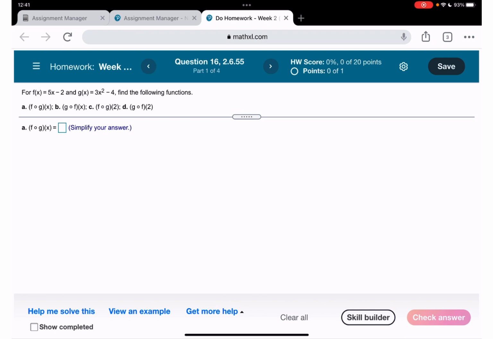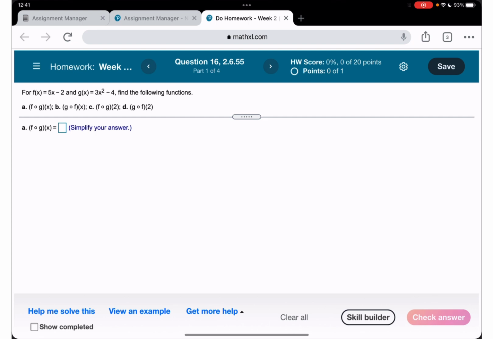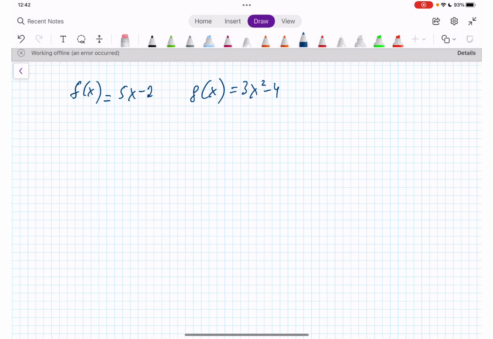We have 5x minus 2 and 3x squared minus 4. So f of x is equal to 5x minus 2 and g of x is equal to 3x squared minus 4. Let me double check, make sure I did it right. 3x squared minus 4, 5x minus 2. Okay, so let's solve it.